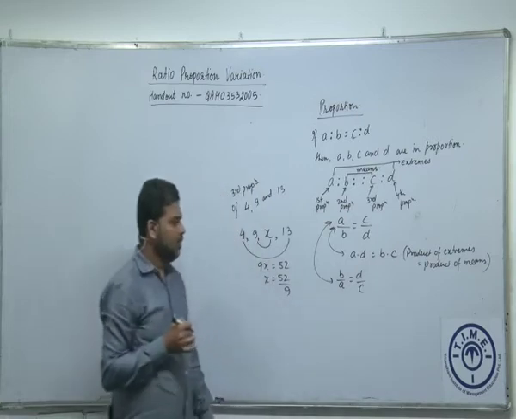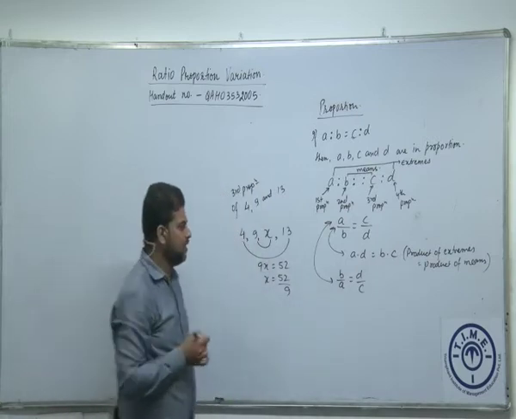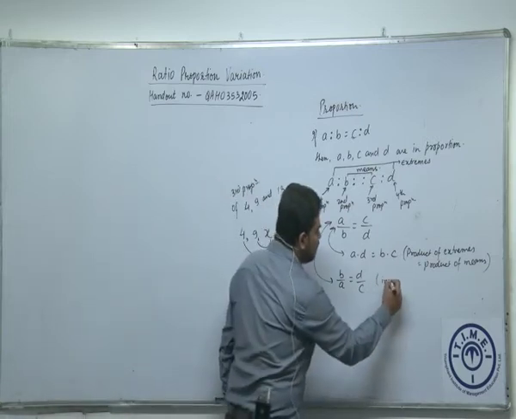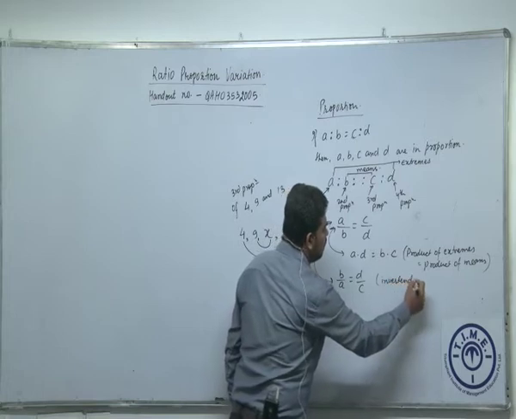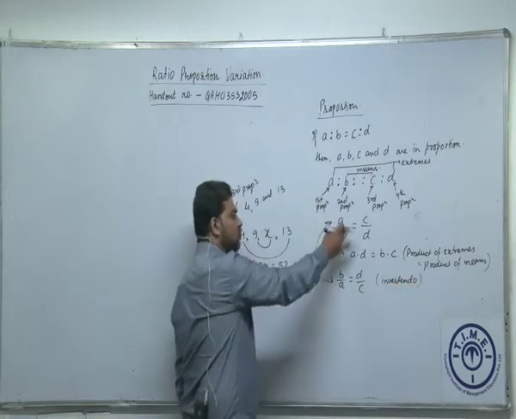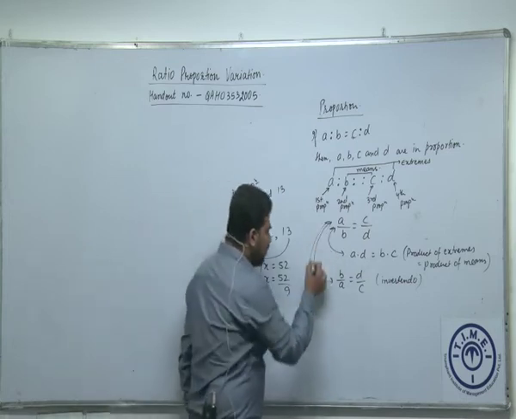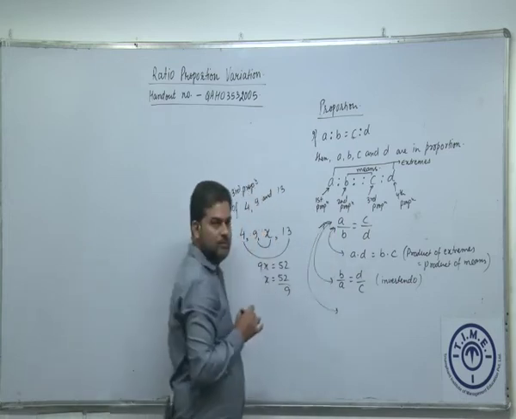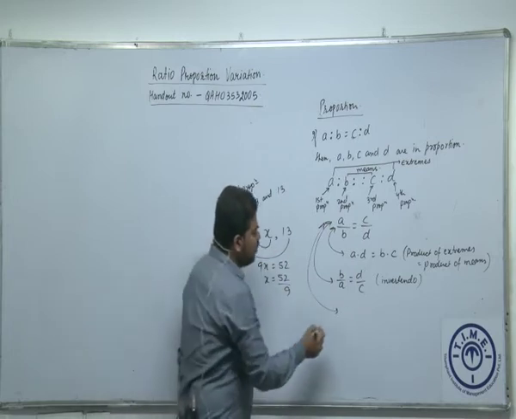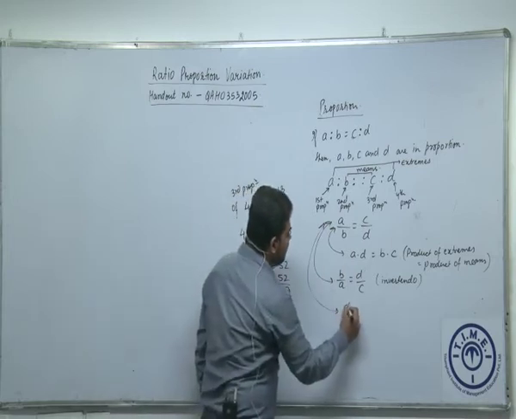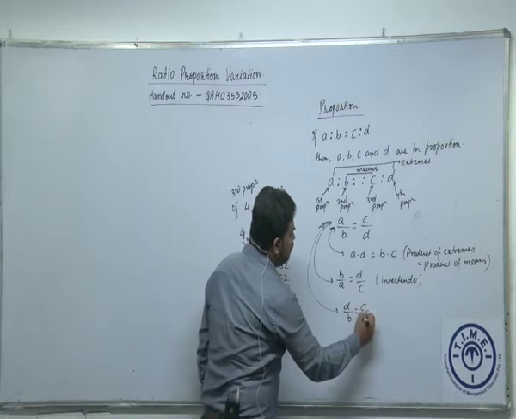Can I also say that B by A is equal to D by C? This process is known as invertendo. You can take the inverse on both sides of the equation. You can also write this as D by B equal to C by A, so it works both ways, right?